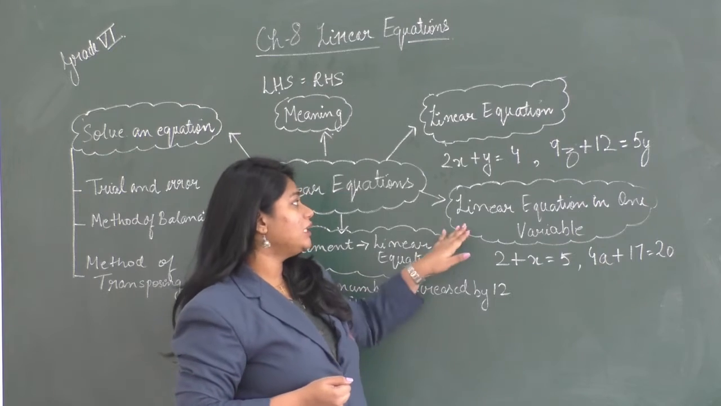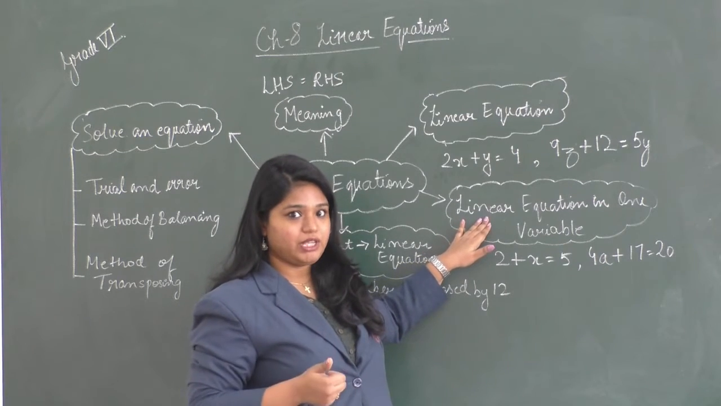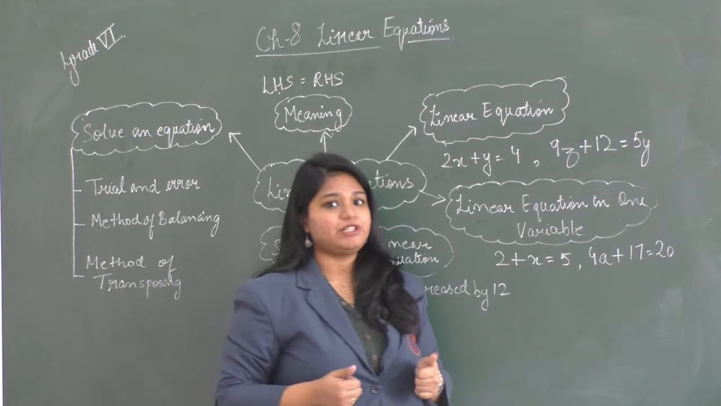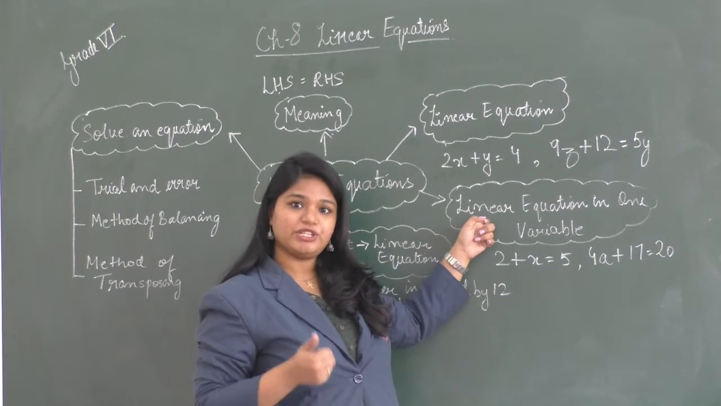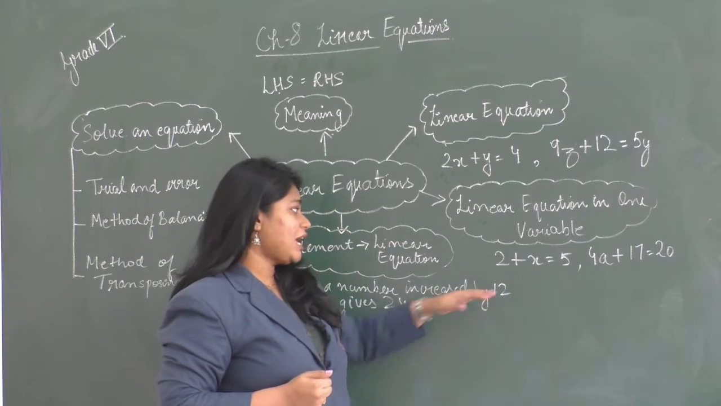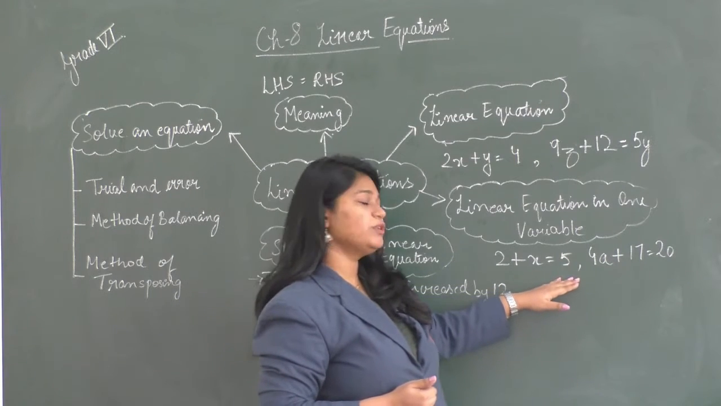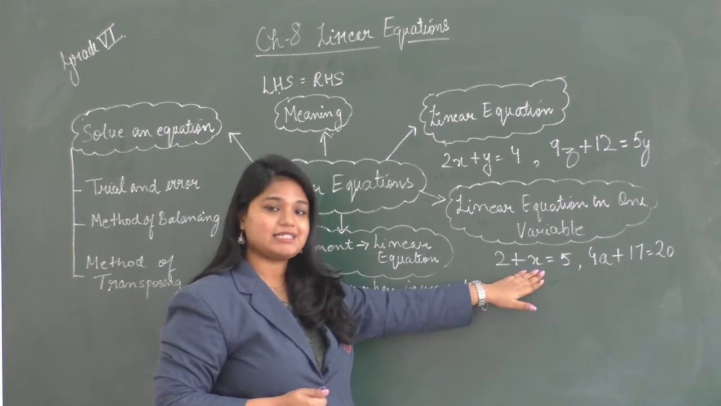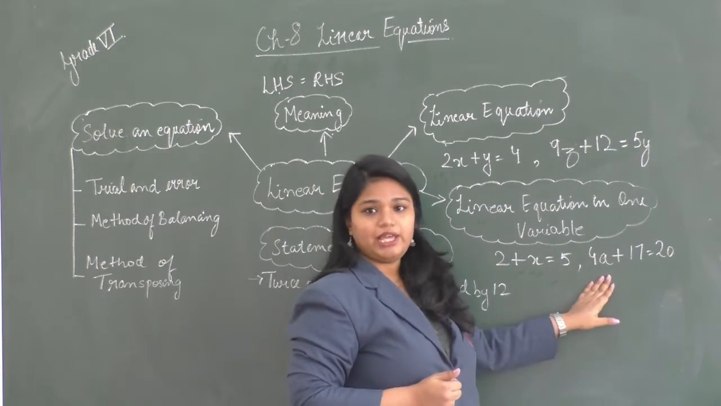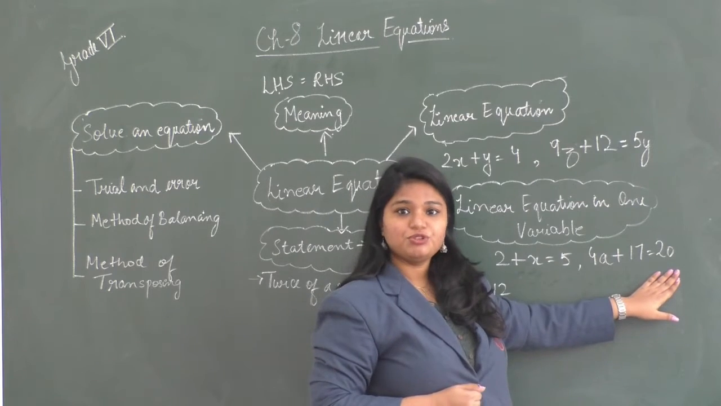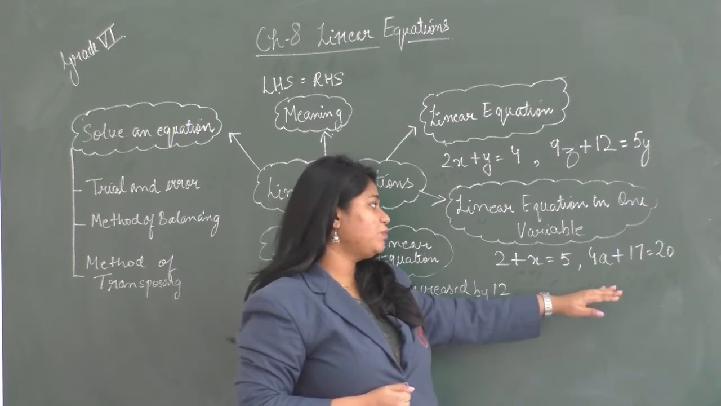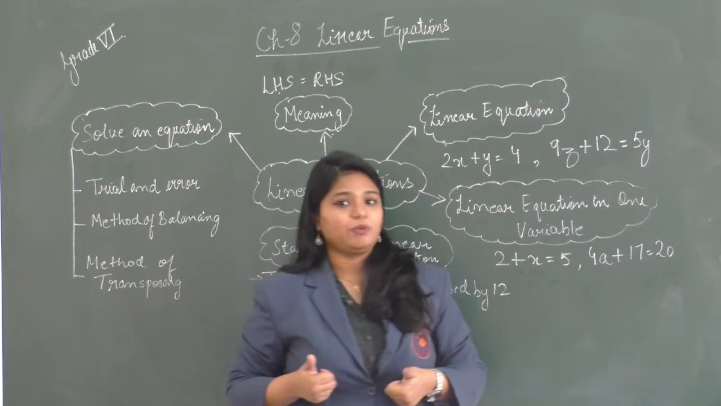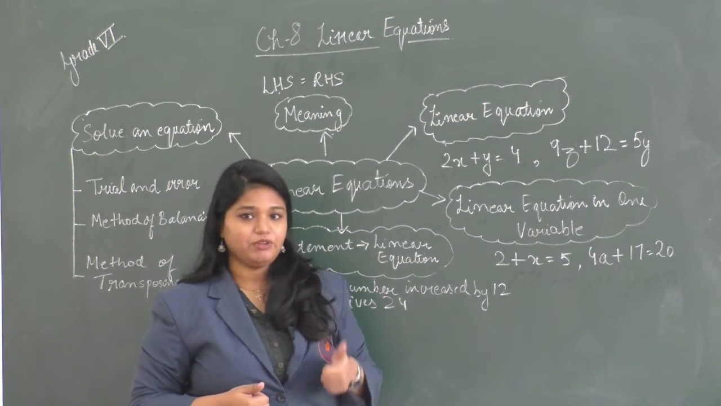Next we learned about linear equation in one variable. A linear equation where only one variable is mentioned is known as a linear equation in one variable. For example, 2 plus x is equal to 5. The only variable present over here is x. Next we have 4a plus 17 is equal to 20. The one variable present is a and the power of a is 1. So it is a linear equation and a linear equation in one variable.